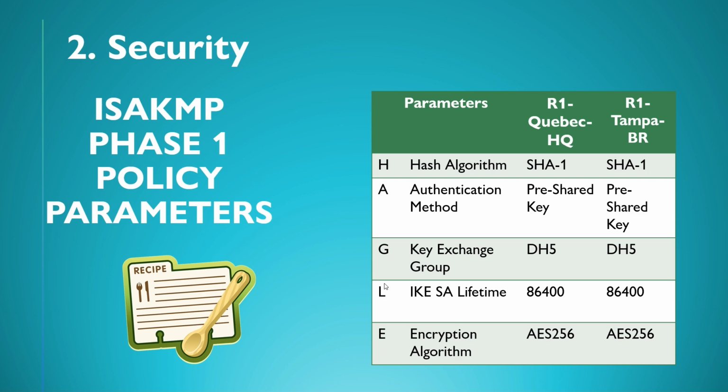So the second thing that we need to consider is our cryptographic recipe. This is very important before going directly to the configuration. Determine what kind of technology, what kind of algorithm we're going to use for hashing, authentication, key exchange, lifetime, and encryption. In this case, for phase 1 or ISAKMP, we have the parameters that we're going to use on router 1 located in headquarters Quebec and Tampa.